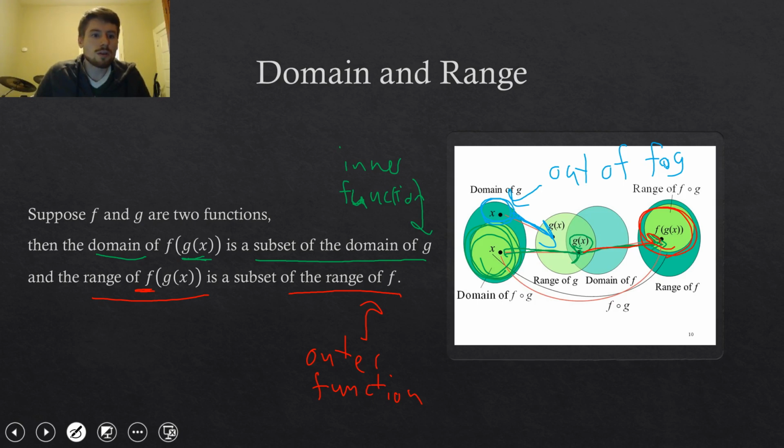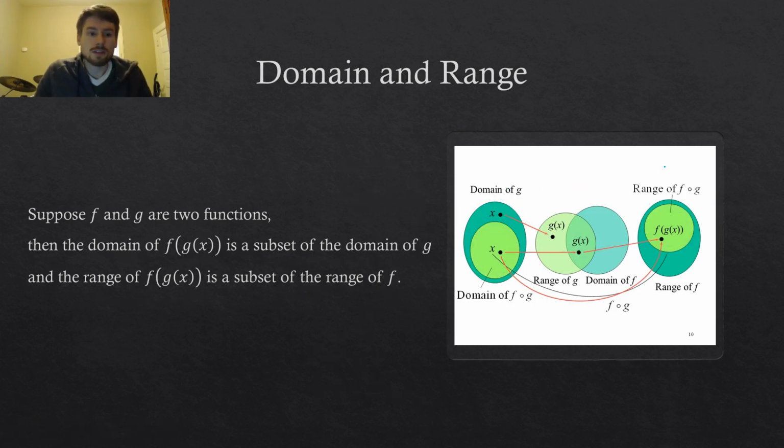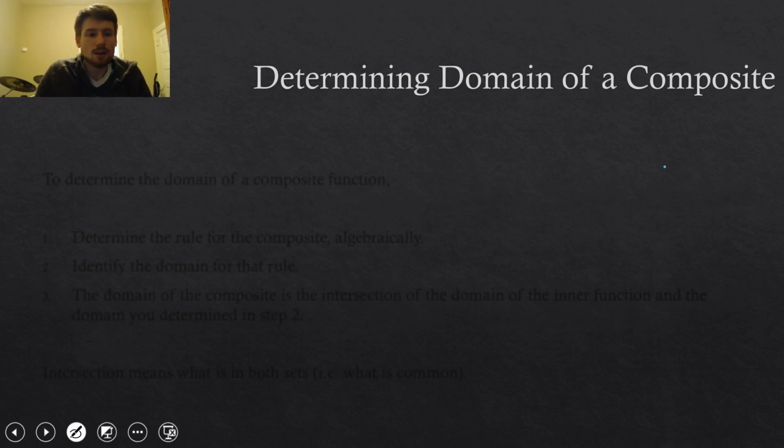Okay, so that's the high-level view of what's going on. Our inputs are starting in the domain of the inner function, in this case g, and then they end up somewhere in the range of the outer function f. And along the way, they have to be going through the domain of f, the outer function, in order for you to actually calculate the answer. All right, let's look at some examples and see how this works algebraically and graphically. All right, so how do you determine the domain of a composite function?